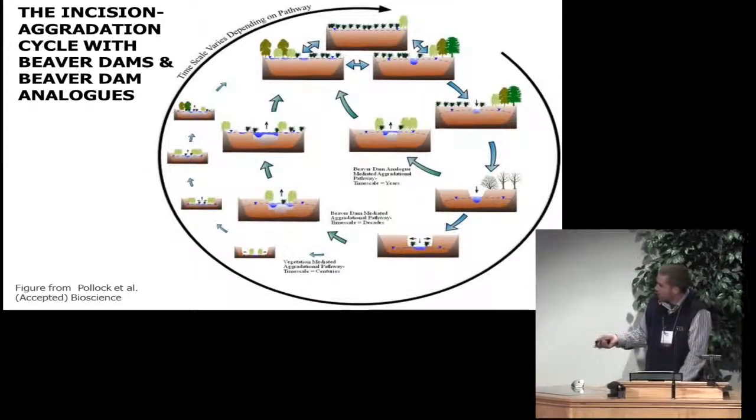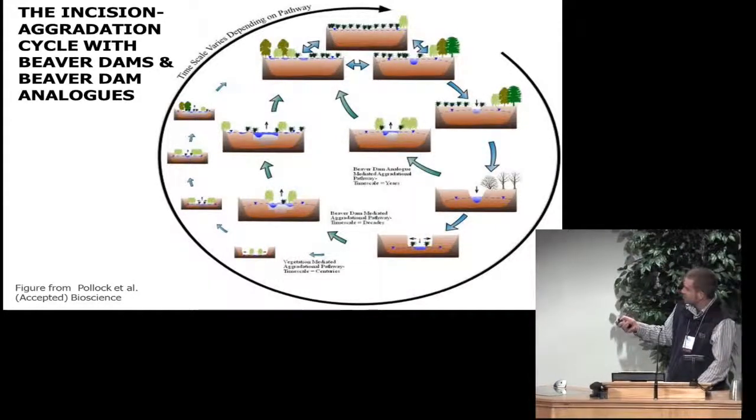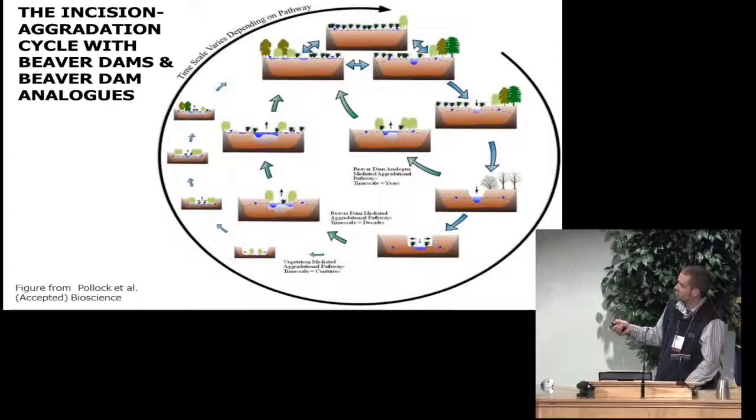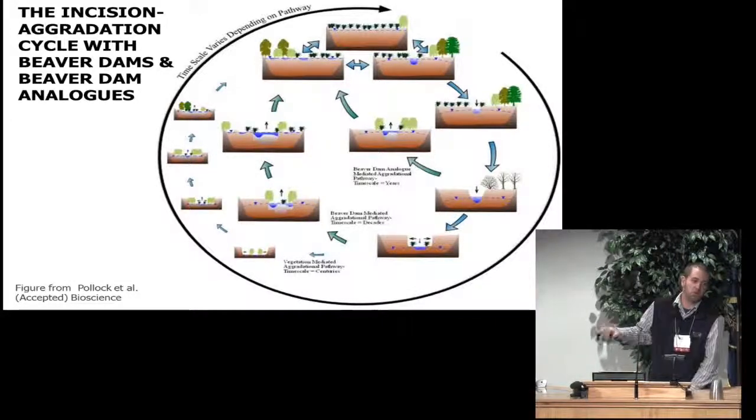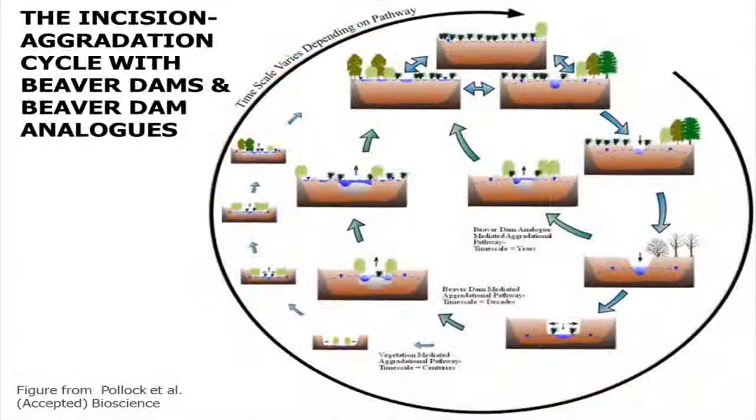And so Michael Pollock, who we've been doing a bunch of work with from NOAA Fisheries on this, had this neat idea that, well, could we short-circuit this process? And could we short-circuit it with beaver? And so by short-circuiting the process, instead of taking centuries to millennia, could we do this in a matter of years to decades and try to grade these systems back up, get more complex habitat, etc.